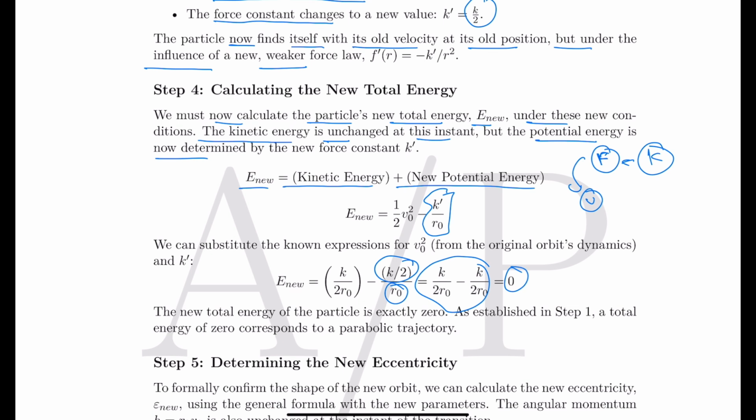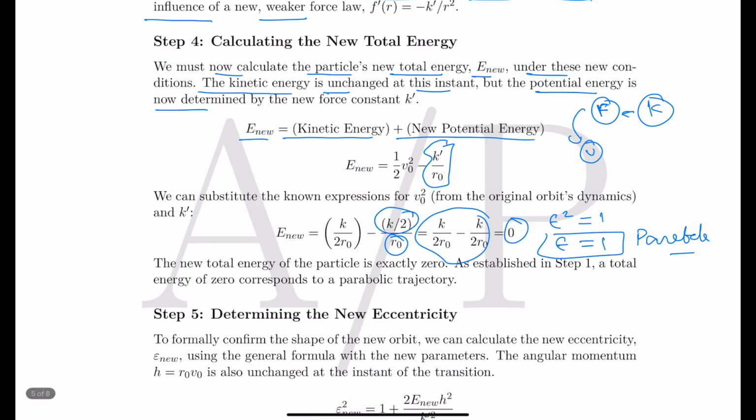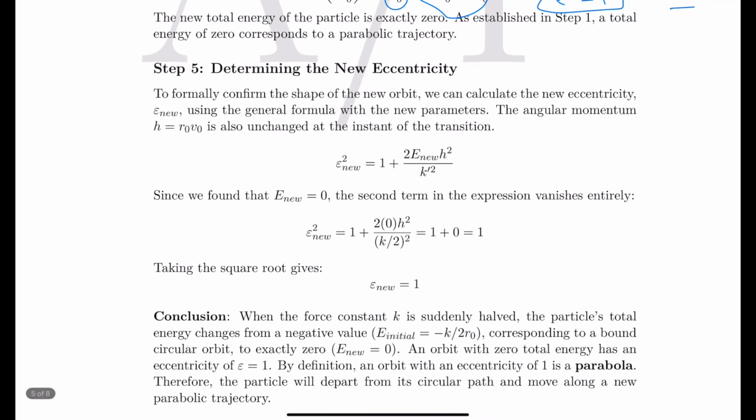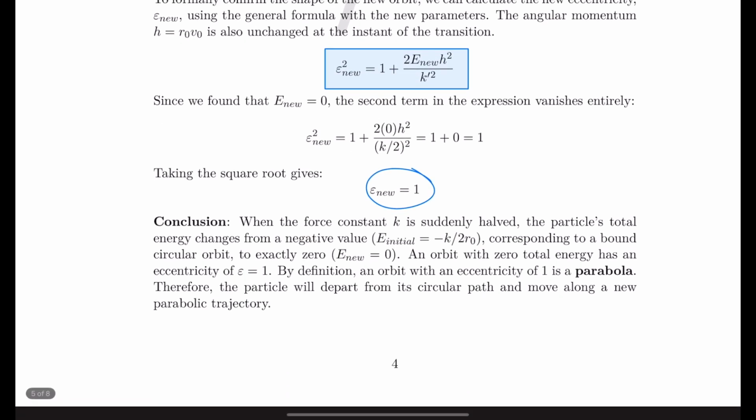we get energy to be 0. And if energy is 0, then we know that e square leaves us with 1, and e is simply 1, and this is nothing but a parabola. This equation we have used again and we got E new to be a parabola.